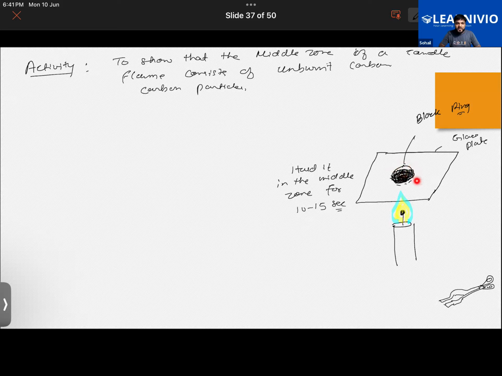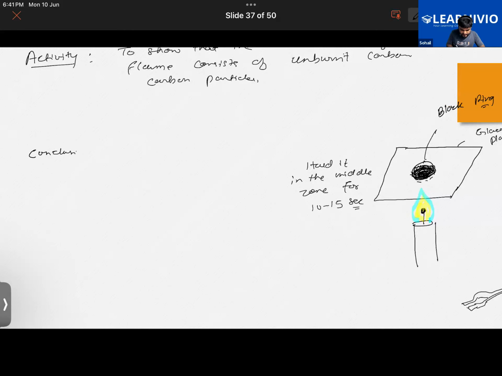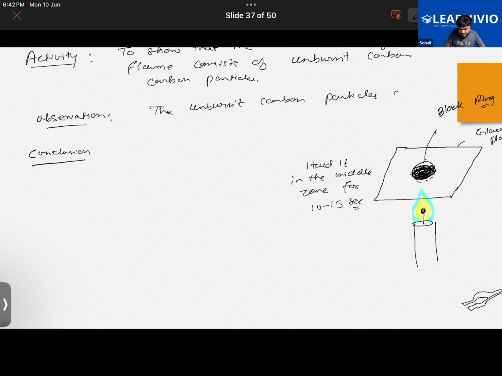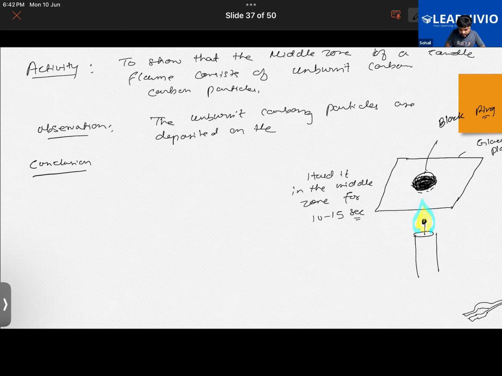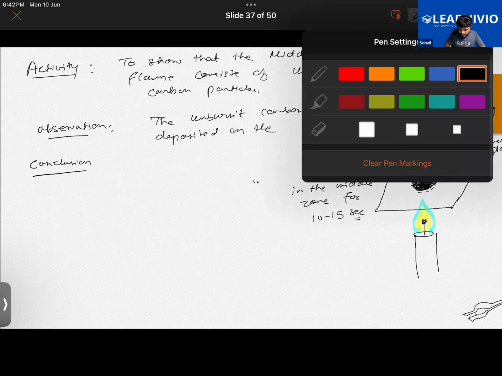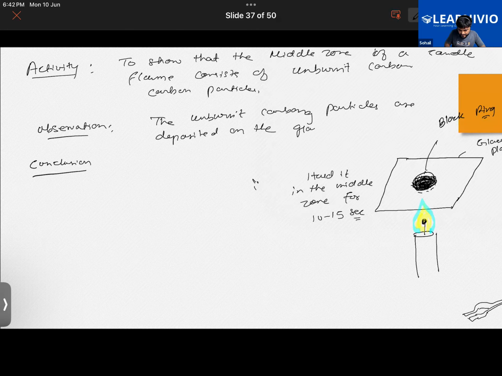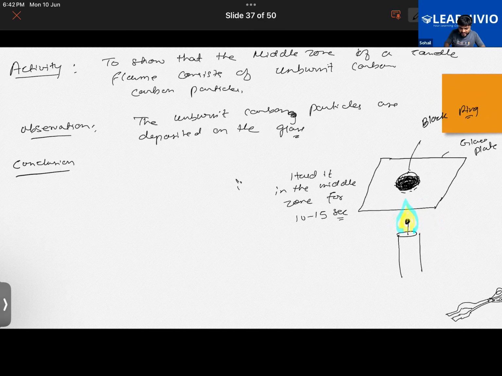So what we have concluded here is that this blackish ring is produced due to the deposition of unburned carbon particles on it. For the conclusion, first of all you need to write the observation: the unburned carbon particles are deposited on the glass. So that is your observation.